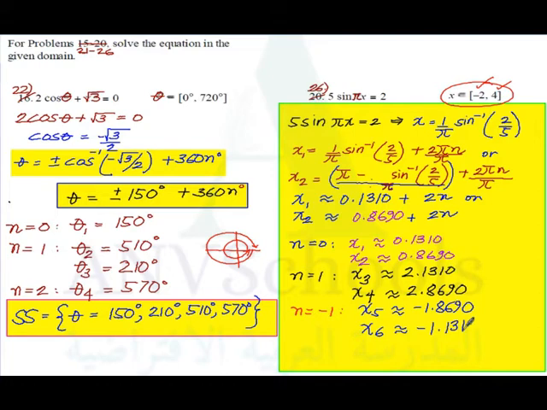x1 is approximately 0.1310, x2 approximately 0.8690, x3 2.1310, x4 2.8690, and the negative versions negative 1.8690 and negative 1.1310. So these are the solutions, or the set of values for x for number 26.